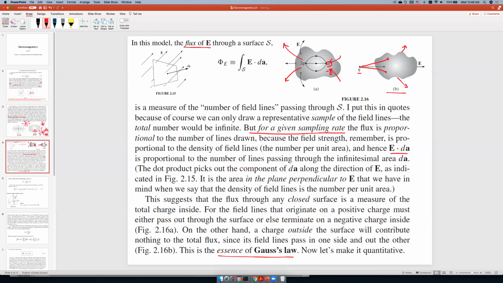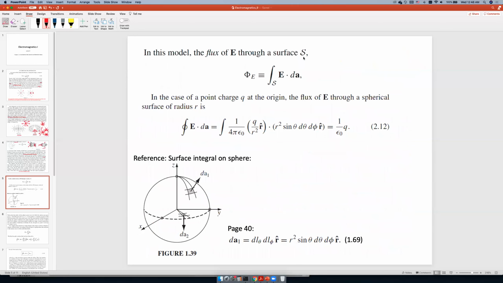Gauss' law is describing the relationship between a flux of E and charge Q. So if there's no charge Q inside, then the flux is zero. If there are some net charges inside, then the flux is non-zero. And the flux equals the integral of E dot dA, of course.